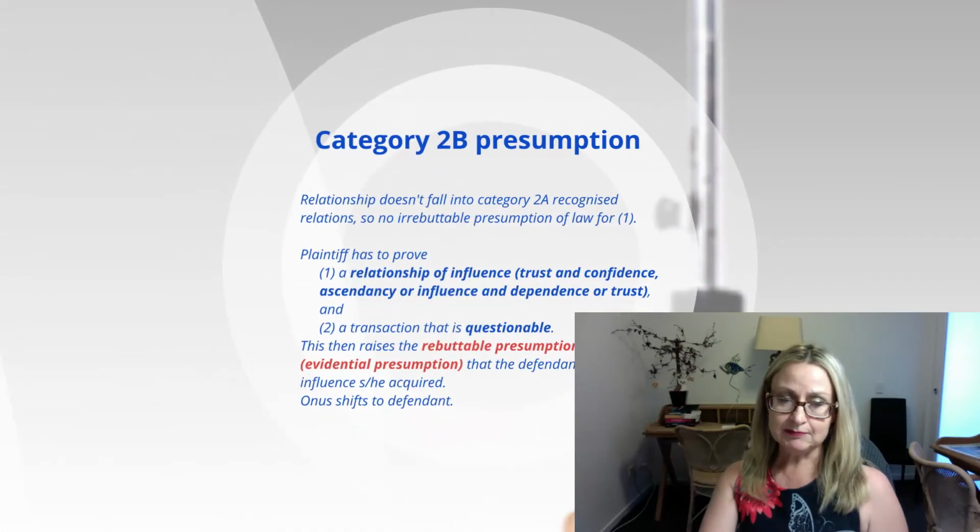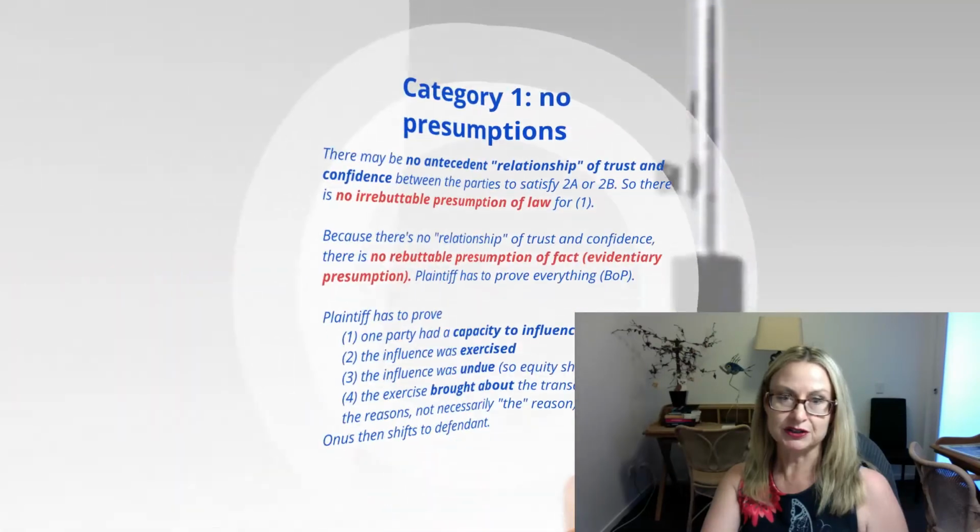For category 2B, you don't get that irrebuttable presumption of law happening here. So you have to show a relationship of influence, that is trust and confidence and so forth, and a transaction that's questionable. Once you've done that, then you get the benefit of the last presumption, which is that rebuttable presumption of fact, or as the text says, evidentiary presumption, that the defendant abused the influence, that is, that the influence was undue. Then, again, the onus shifts to the defendant.